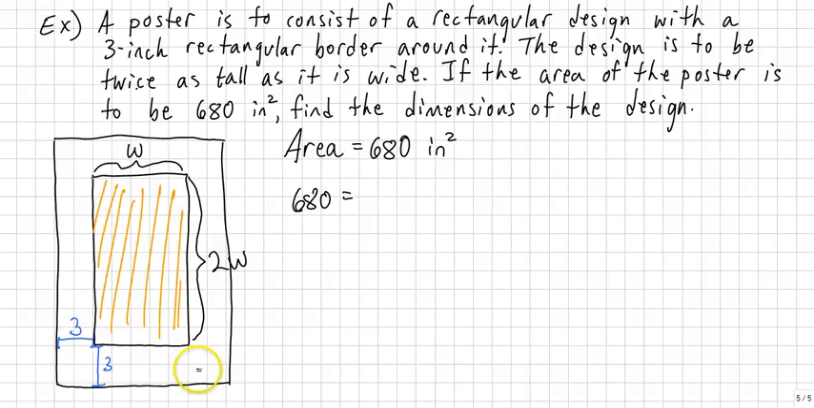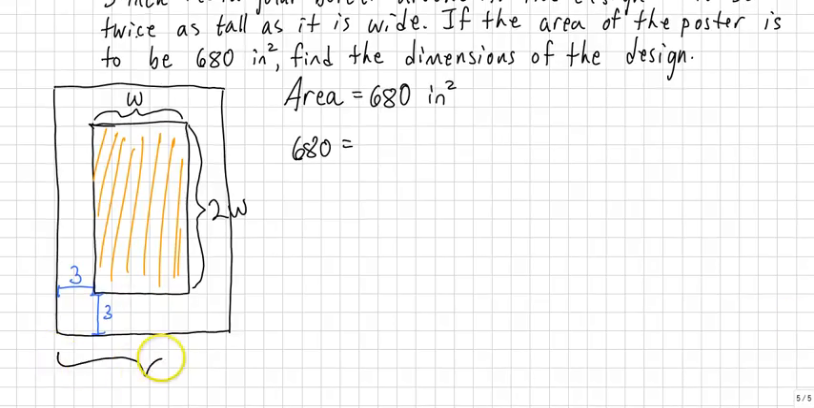So the width of the entire poster, well, the width of the design is just w, but on either side, we've got 3 inches. So all the way across this entire thing will be w plus 6. So it'll be this 3 inches right here, this 3 inches right here, and then this w. So it'll be w plus 3 plus 3, so w plus 6. And then how tall the poster is, well, it's 2w for the design, and then this is 3 inches and this is 3 inches. So it'll be 2w plus 6.